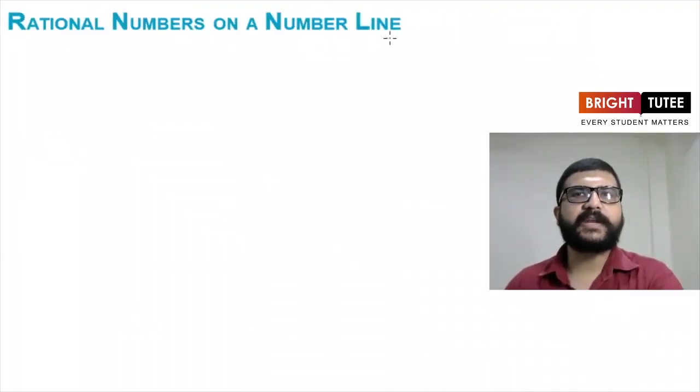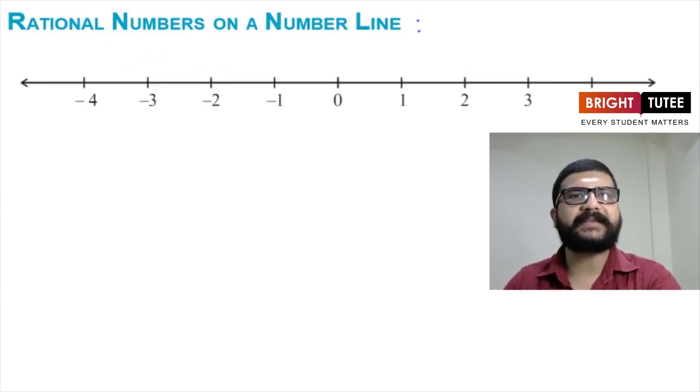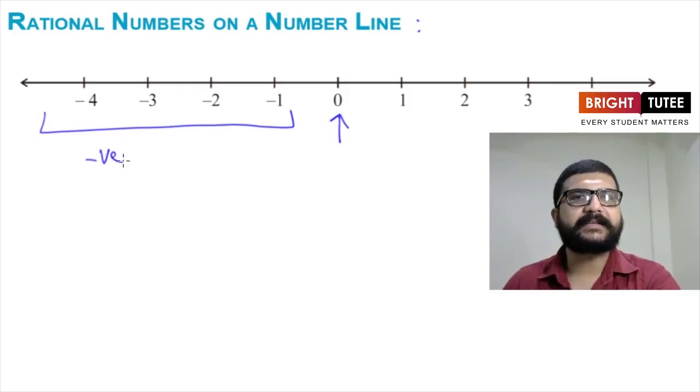Rational numbers on a number line. Now how can we plot a rational number on a number line? We all know how to plot integers on a number line. We can have an example like this. Here is a number line and the numbers marked here on the number line are integers. We can see that numbers on the left of the 0, here is the 0, are negative integers. These are all negative integers.